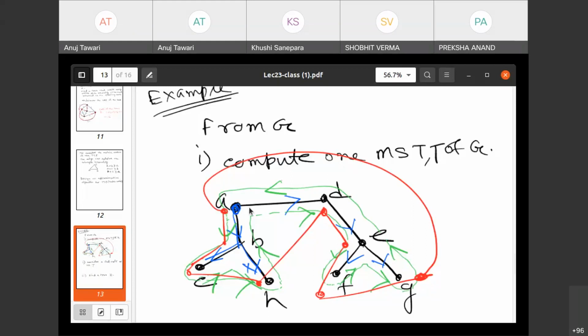My final tour will be like this. Go from A to B, B to C, C to H, H to D, D to E, E to F, F to G, and then return back to my original city, G to A. And it will always be smaller than the distance G to E, E to D, and D to A. If I go from G to A directly, it will be smaller than G to E, E to D, and D to A, because you can apply the triangle inequality twice.